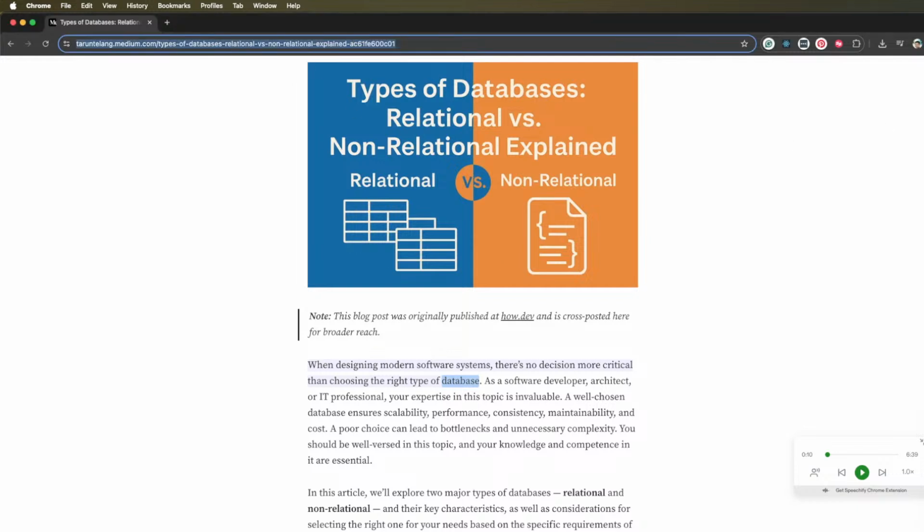Well, if any of that sounds familiar, you've landed in the right place. Today, we're doing a deep dive into a really foundational decision in building, well, pretty much any modern software. Yeah, that choice between relational and non-relational databases.